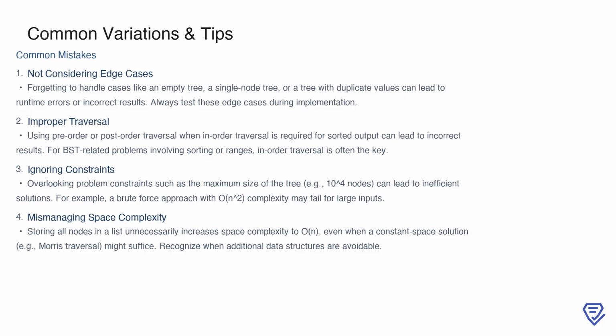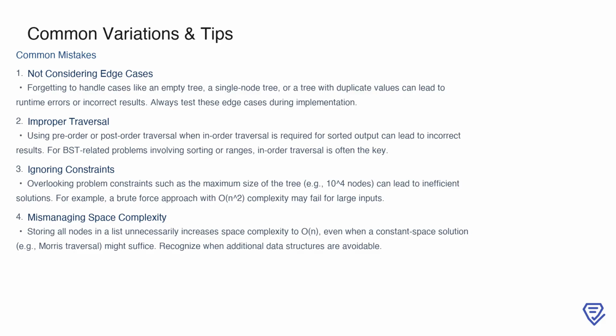Since this problem relies on sorted output, using in-order traversal is typically required. Pre-order or post-order traversals, while valid in other contexts, could lead to incorrect results here. Additionally, overlooking problem constraints is a frequent pitfall. For instance, with a tree size limit of up to 10,000 nodes, a naive brute force approach with n squared complexity would likely fail for large inputs.